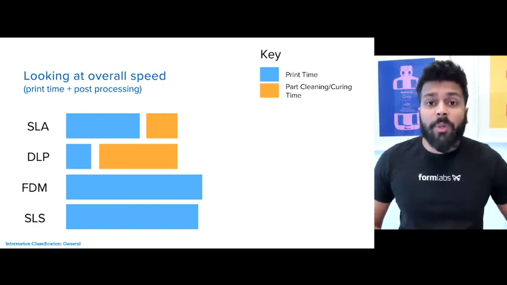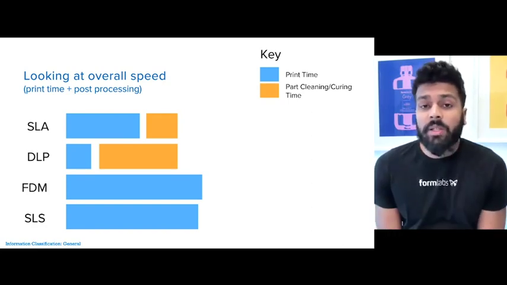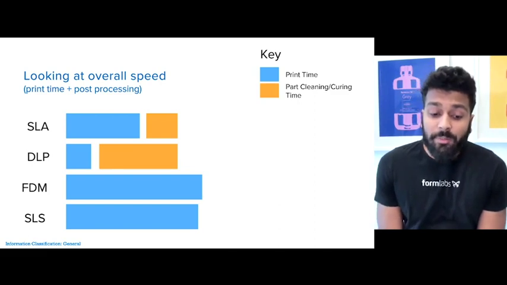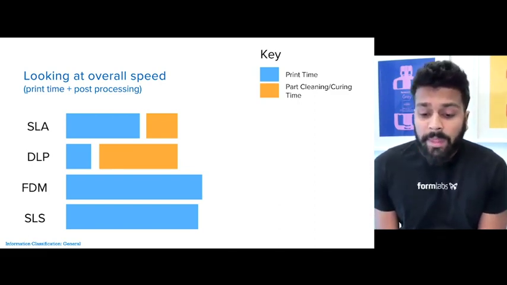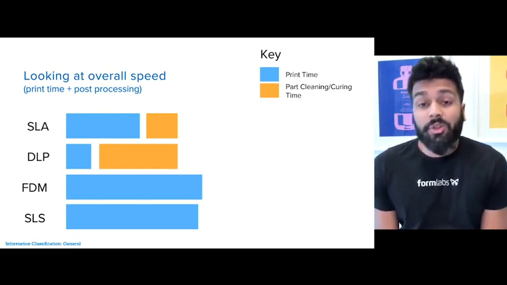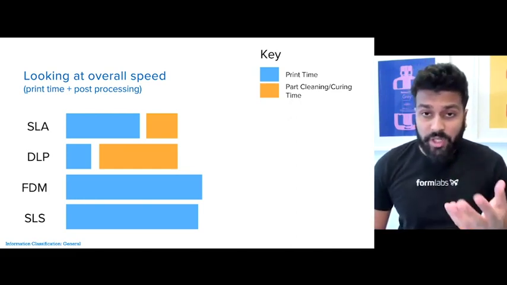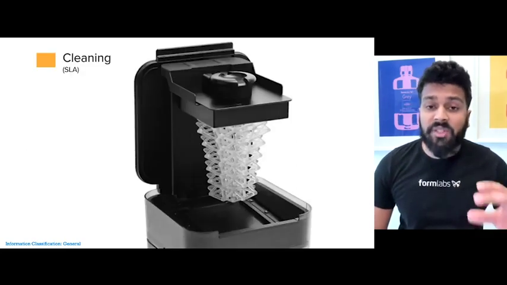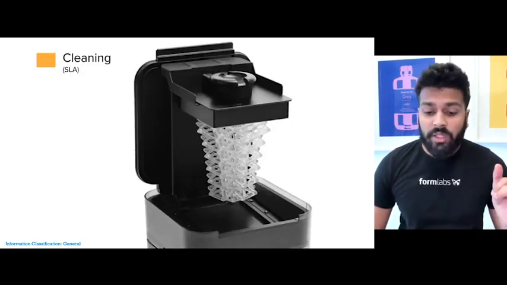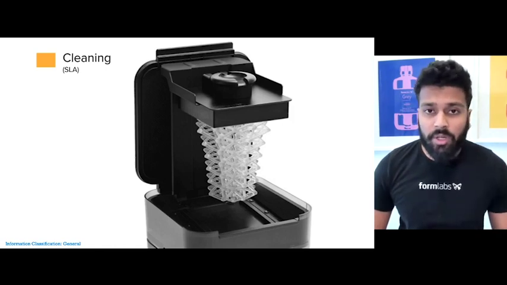Let's look at the first step of post-processing. This is only applicable for SLA and DLP machines, because we're using that polymerization technology here. You have to clean your part and cure your part for engineering applications. And this is a graph representation of the time input involved. So what do I mean by that? Part cleaning and part curing.